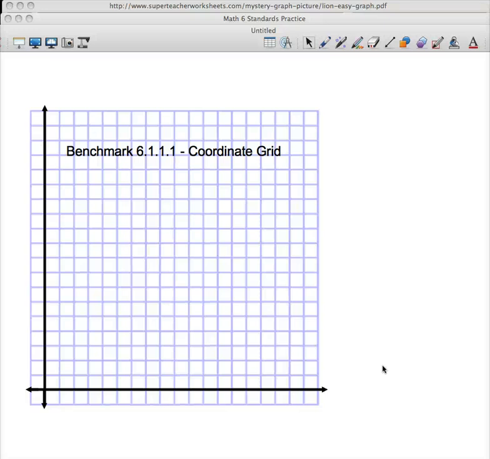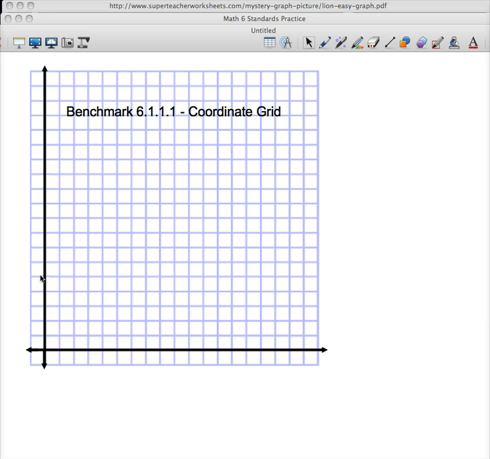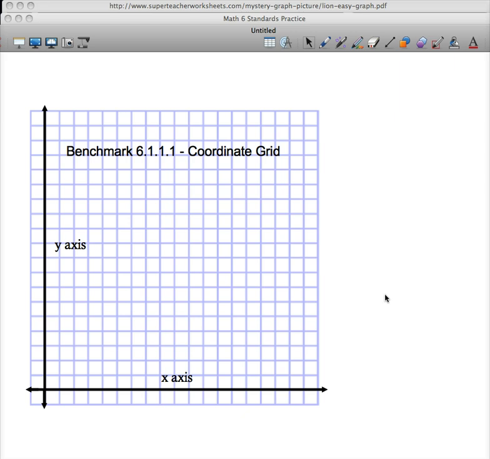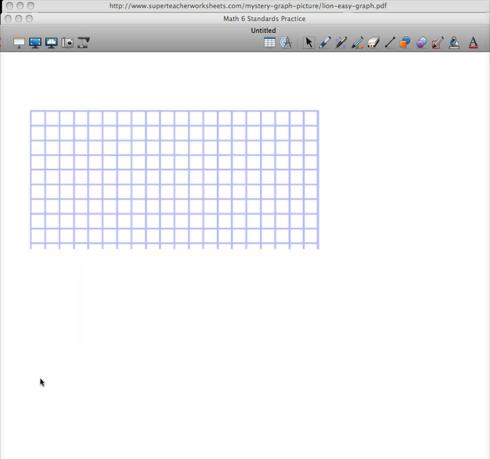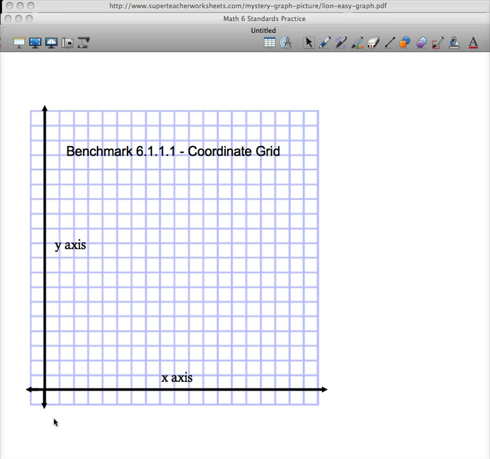Today we're going to talk about plotting points and finding points on a coordinate grid. This is a picture of a coordinate grid. As you can tell, it's made up of two axes, one that runs horizontally, one that runs vertically. The horizontal axis is known as the x-axis, the vertical axis is known as the y-axis, and those are kept separate so that we can pinpoint a location of a point much like we did when you played Battleship, only we're going to use only numbers, no letters.